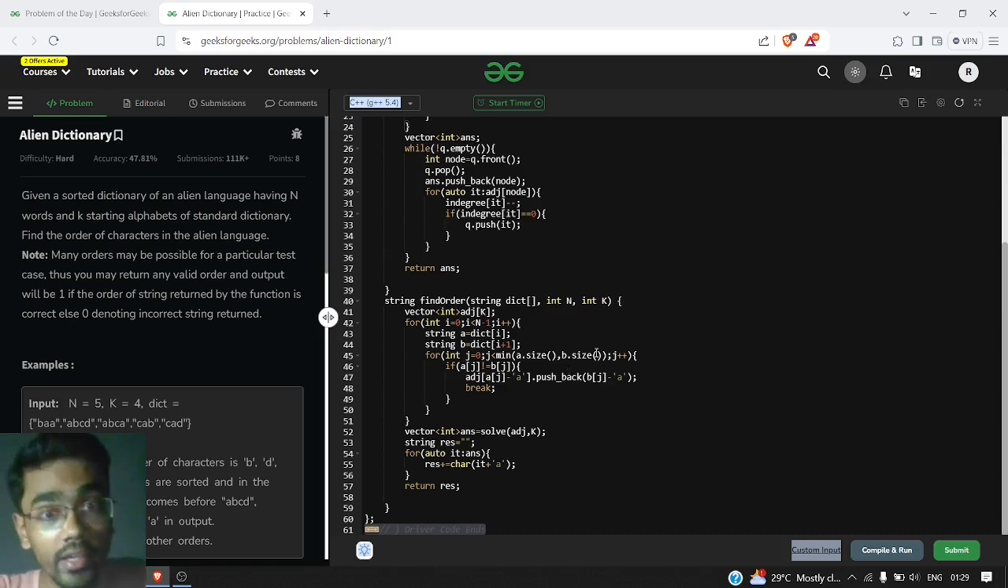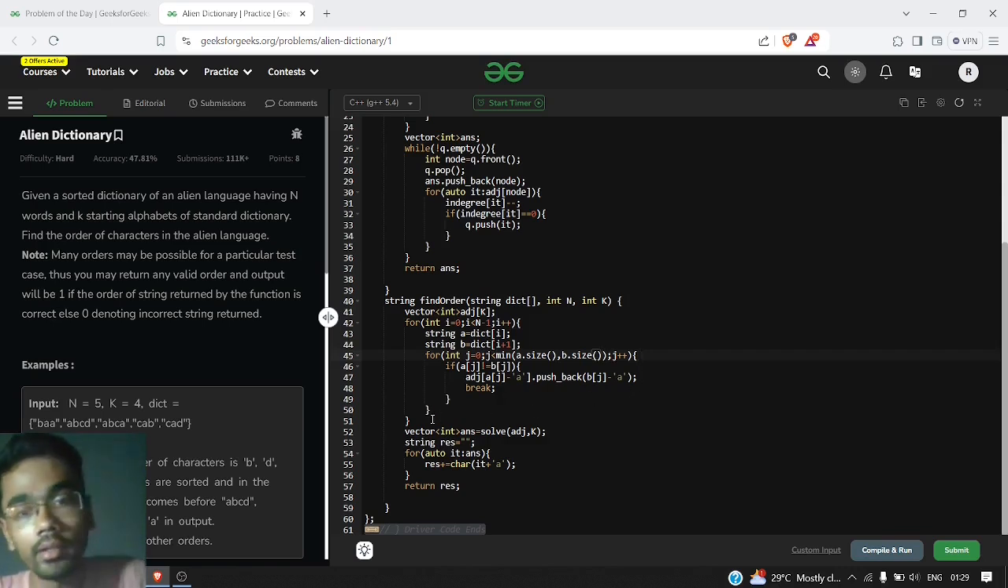So I have already written the code and we will understand it line by line, and this is similar to the algorithm we discussed in the example test case. So first we need to create an adjacency list. We have defined an adjacency list of size k because we can have k distinct alphabets.